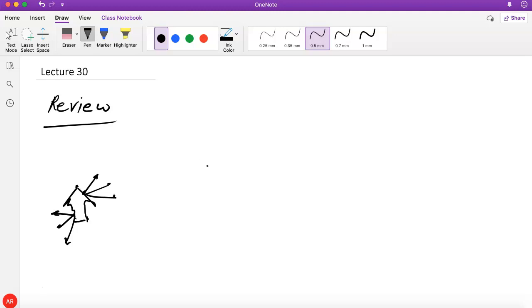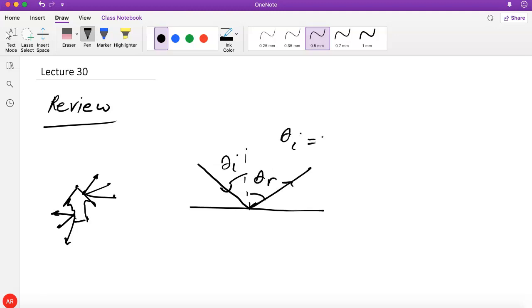And we talked about reflection. So what happens when these rays hit a flat mirror-like surface, a highly reflective surface? Well, if they hit it at some angle theta incident, so the angle the ray forms with the normal to that surface, the law of reflection is really simple. It's just the reflected ray makes the same angle.